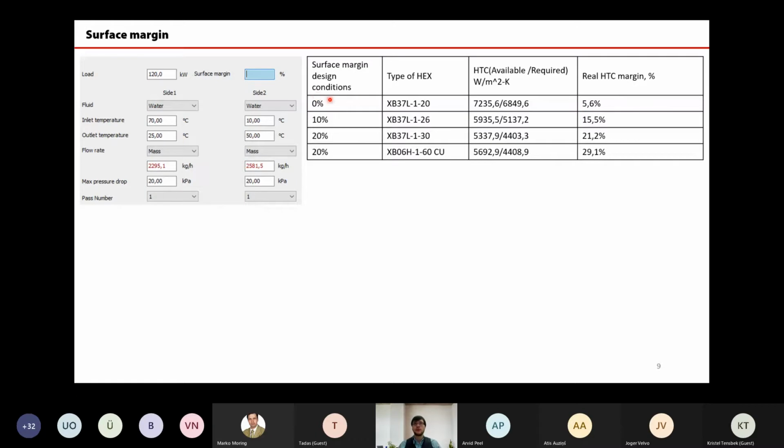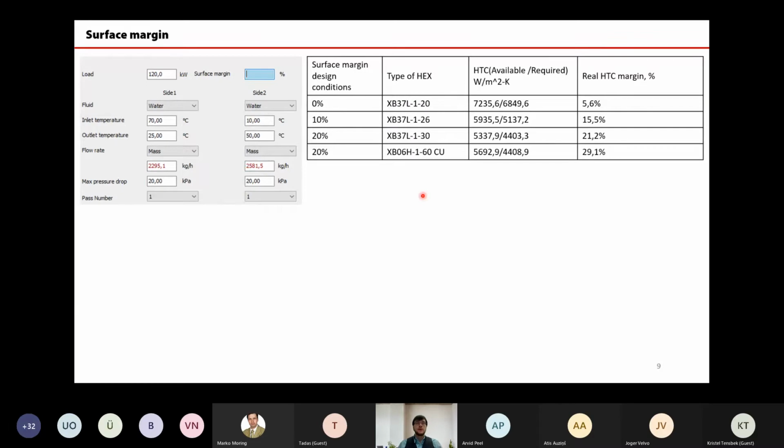But now let's simply check one thing. If I was dimensioning with a 0 requirement for surface margin, I received XB37L with 20 plates and heat transfer available coefficient 7,200. The more I increase the surface margin demand, you see that the more my heat transfer coefficient is dropping. That's the impact of this decreased velocity in the channels, which I was just showing to you.